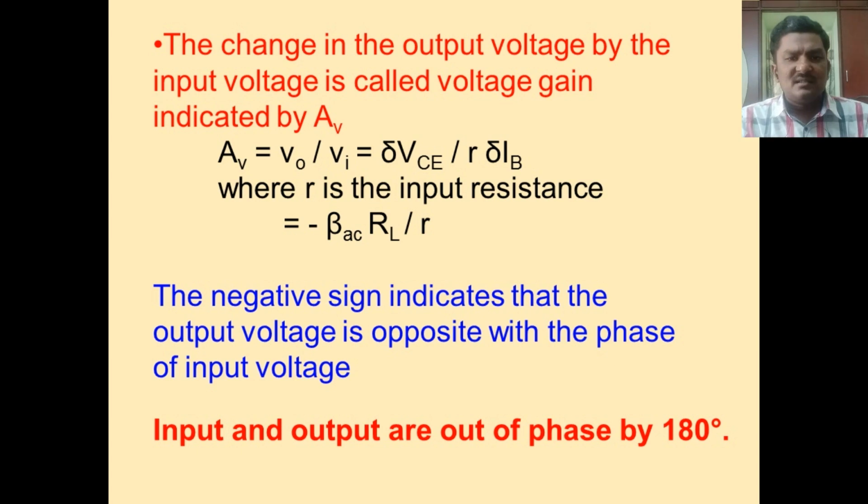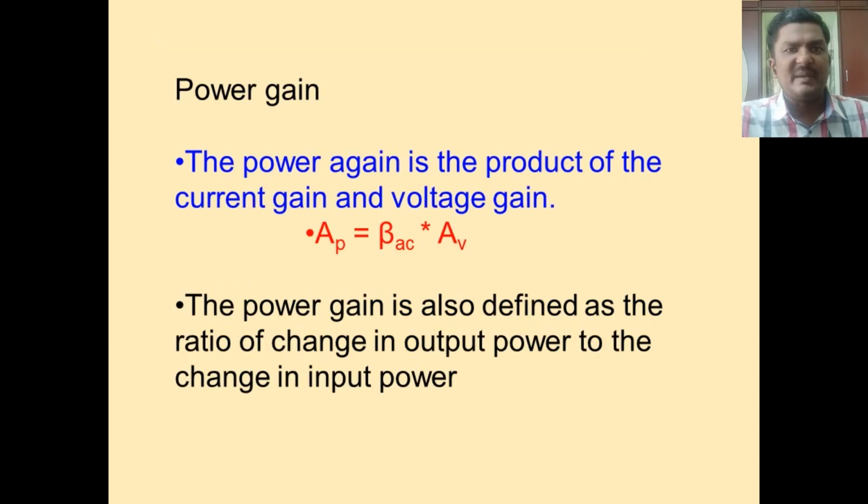Power gain: the product of the current gain and the voltage gain is nothing but the power gain. Power gain is also defined as the rate of change in output power to the change in input power. Power gain is denoted by AP. AP equal to beta into AV. All these parameters we discussed.